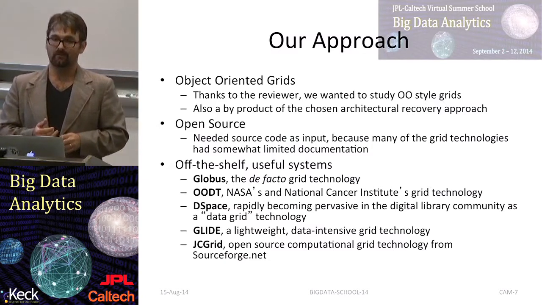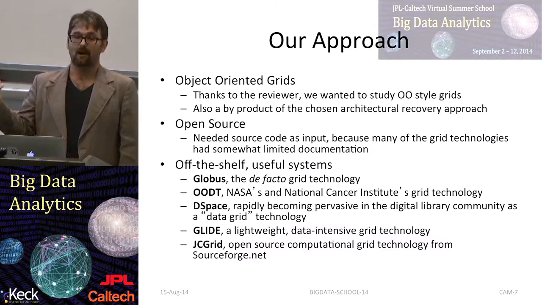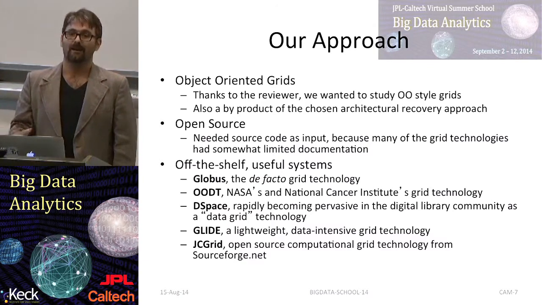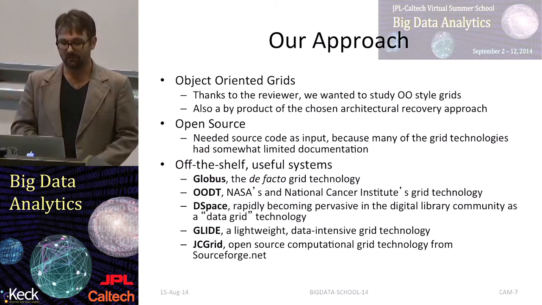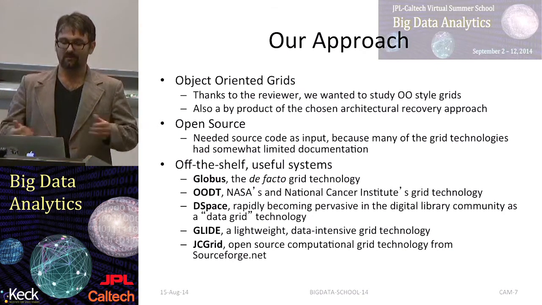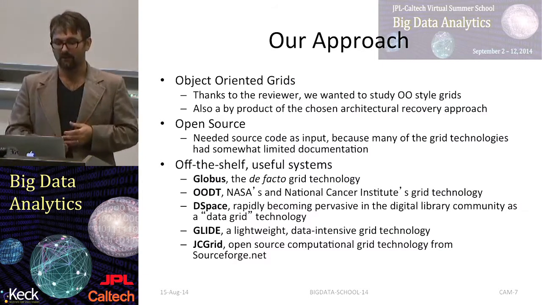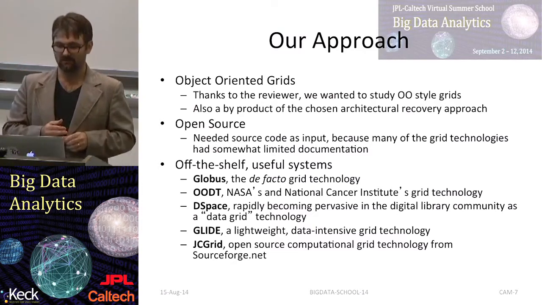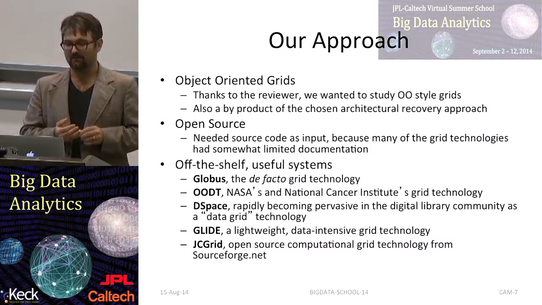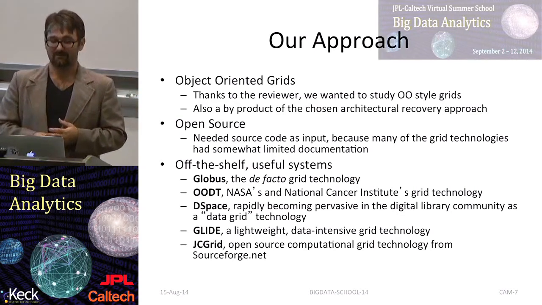We wanted them to be open source because we wanted to be able to look at the source code, being the most up-to-date version of the software and the most canonical representation of your system as it evolves. And we also wanted to use off-the-shelf systems that seem to have a big user base. So these were the initial 5 that we studied. We studied Globus, which was the de facto grid technology at the time, OODT, DSpace, GLIDE, our own technology, because we wanted to put it to the test. We were building, and something called JCGrid.